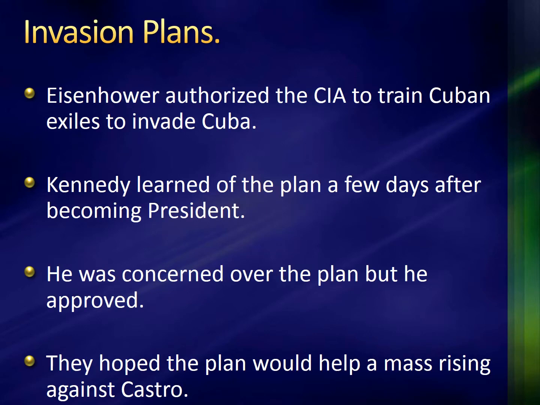Now, prior to Kennedy coming into office, Eisenhower had authorized the CIA, or Central Intelligence Agency, to train Cuban exiles, so people who had fled Cuba, to invade Cuba in an attempt to overthrow Castro. Now, Kennedy learned of the plan a few days after becoming president. He is concerned over the plan, but he does approve it to happen. Again, they hope that this plan would help a mass rising against Castro, and they could take Cuba back from the communists.